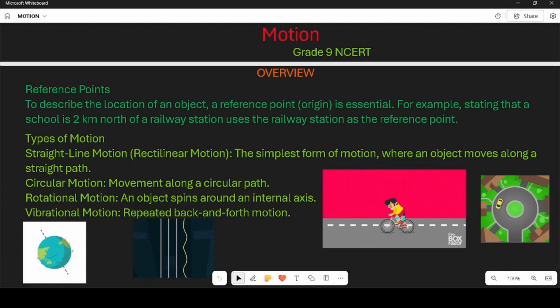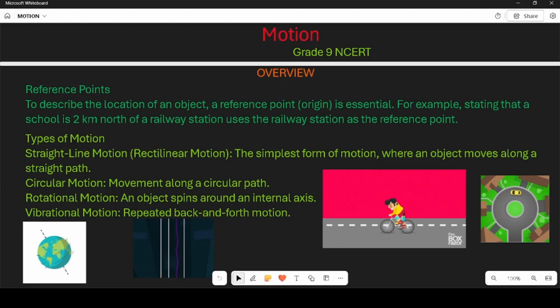Reference points. To describe the location of an object, a reference point, the origin, is essential. For example, stating that a school is 2 kilometers north of a railway station uses the railway station as the reference point.